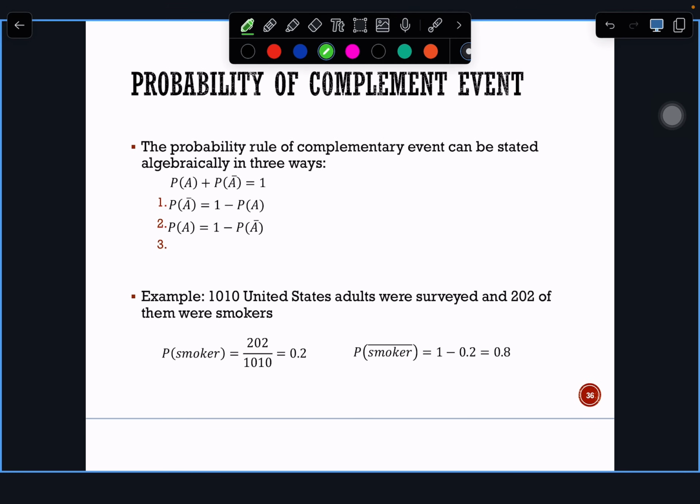Okay. So this one is again the probability of complement events.